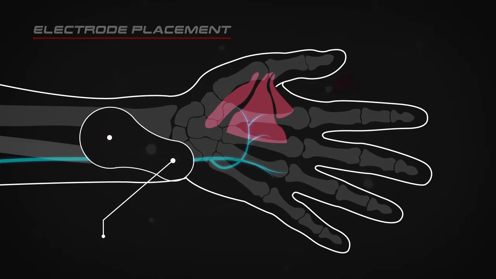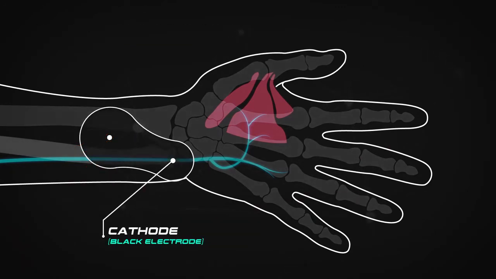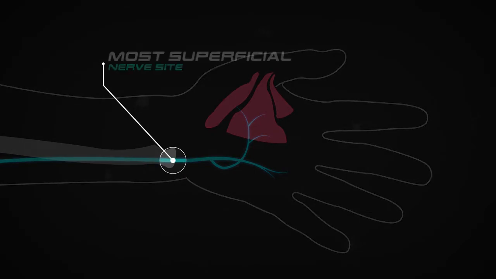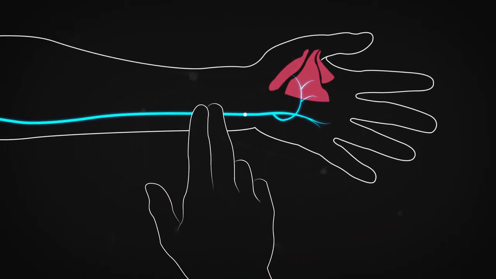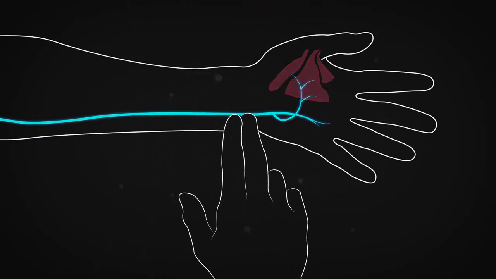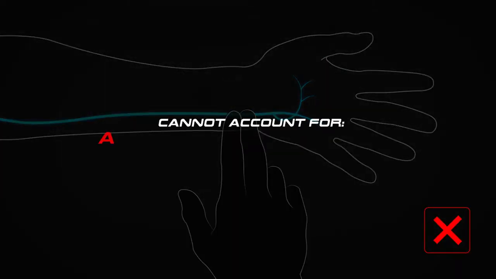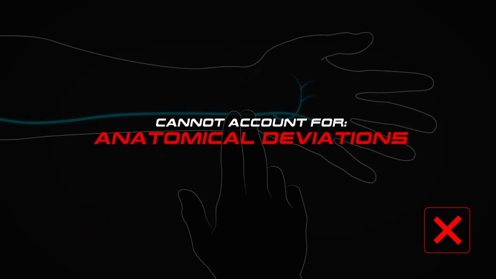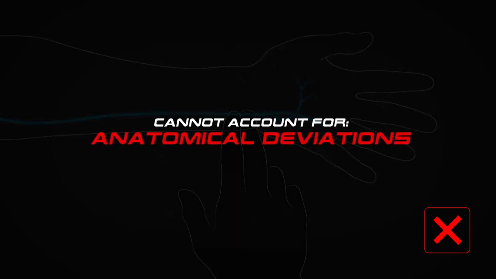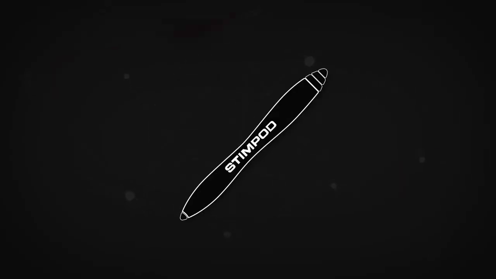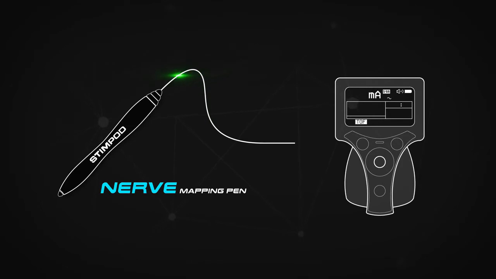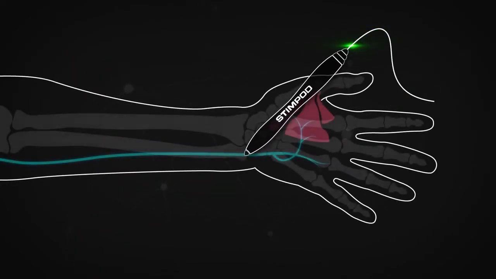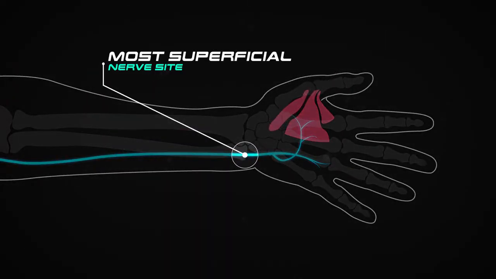More specifically, the cathode or black electrode needs to be placed on the most superficial aspect of the chosen nerve site. In clinical practice, an anatomical estimation is usually made about the most superficial position of the targeted nerve. This, however, does not account for any anatomical deviations which could affect the variability in the pathway. In order to make locating of the optimal electrode placement with the Stimpod practical in a clinical setting, we recommend using the supplied nerve mapping pen in order to locate the most superficial aspect of the targeted nerve.